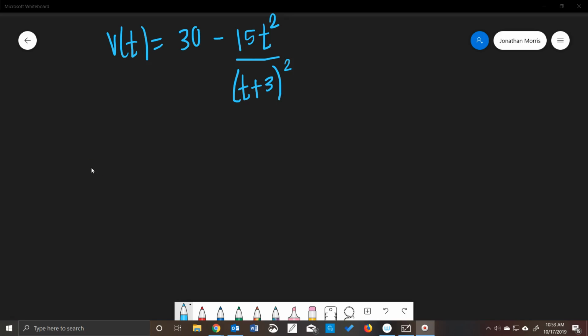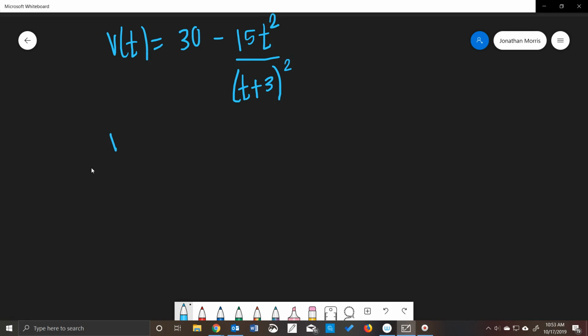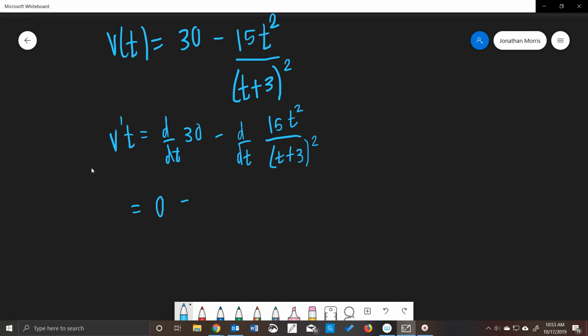I had a question about taking the derivative of this function, and it was part of an application problem, but we're just going to focus on taking the derivative. So to find B prime of t, you're going to take the derivative of 30, and then the derivative of this 15t squared all over (t plus 3) squared. Okay, now right here, the derivative of 30, that's super simple. But the derivative of 15t squared divided by (t plus 3) squared is a quotient rule, okay?